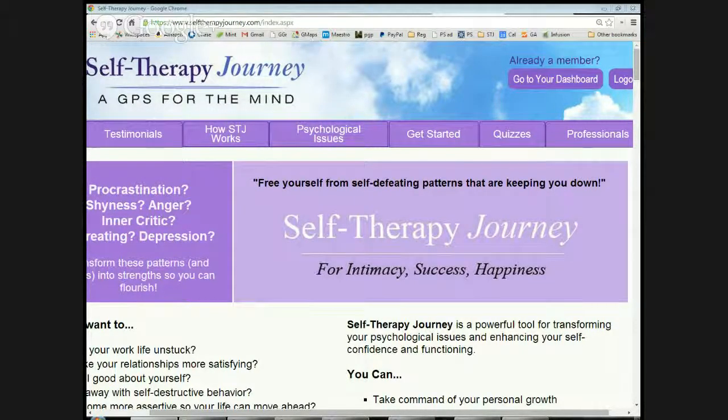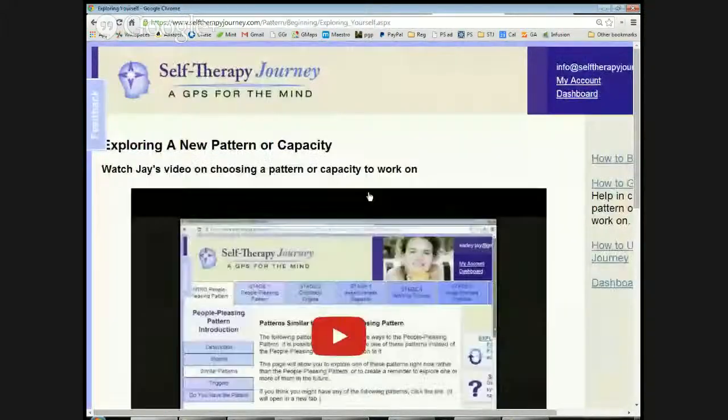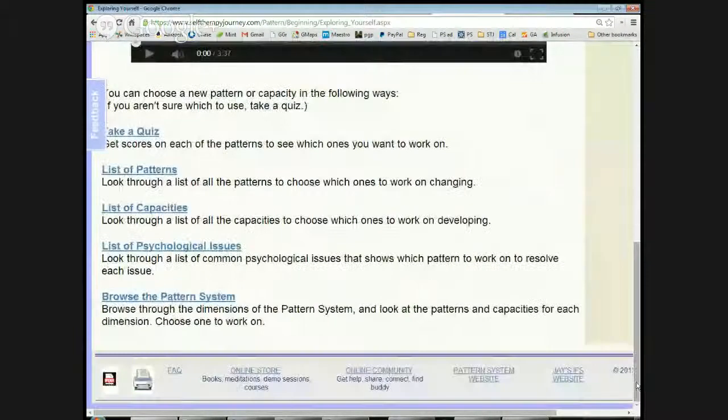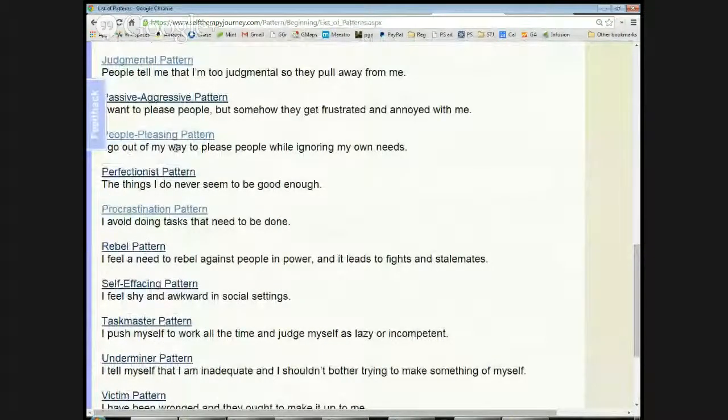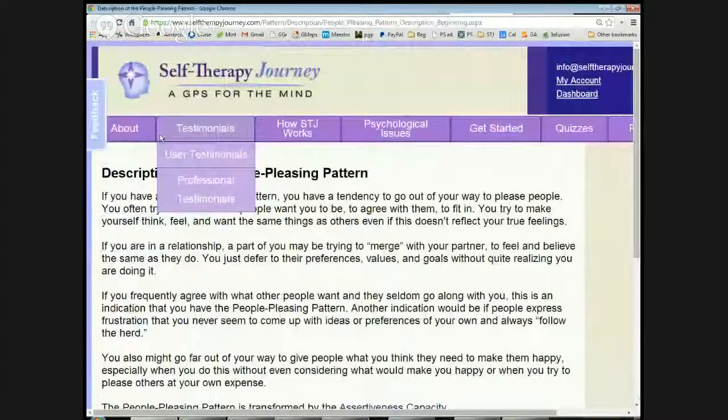So let's go back to here. Okay. Let's go to stage 4. I'm going to illustrate this with the people-pleasing pattern. This is one of the ways you can choose a new pattern to work on. There's a list of patterns. I'm just going to go right there because I know which one I want. I want the people-pleasing pattern.